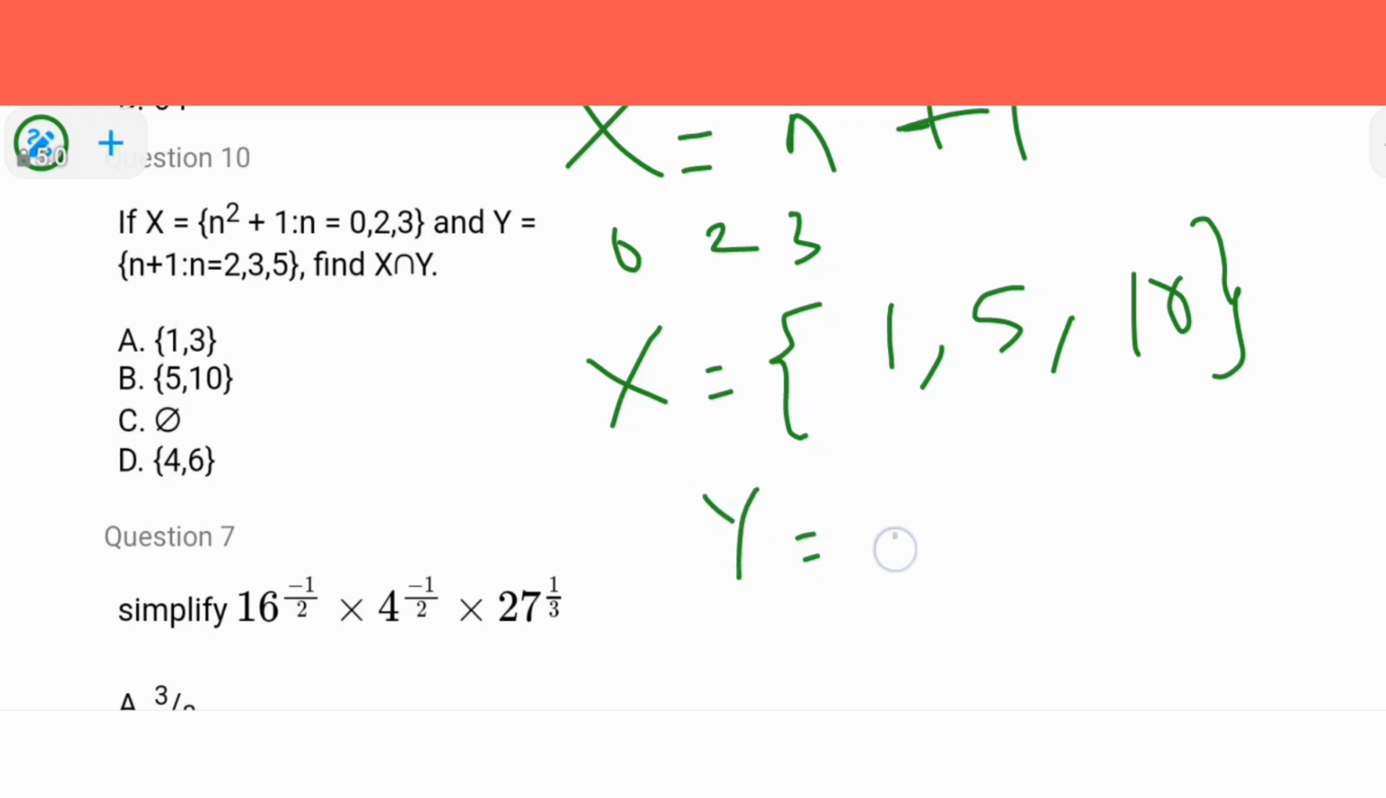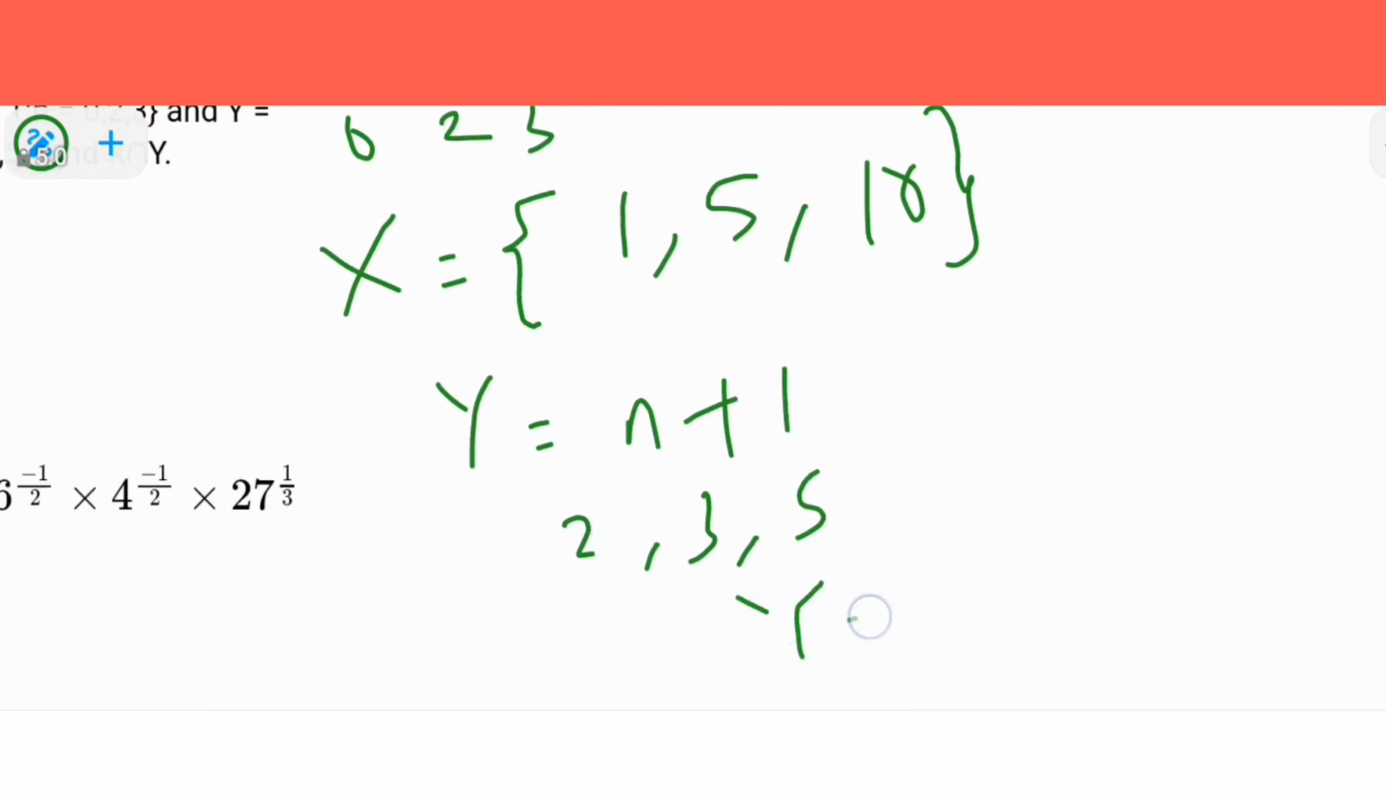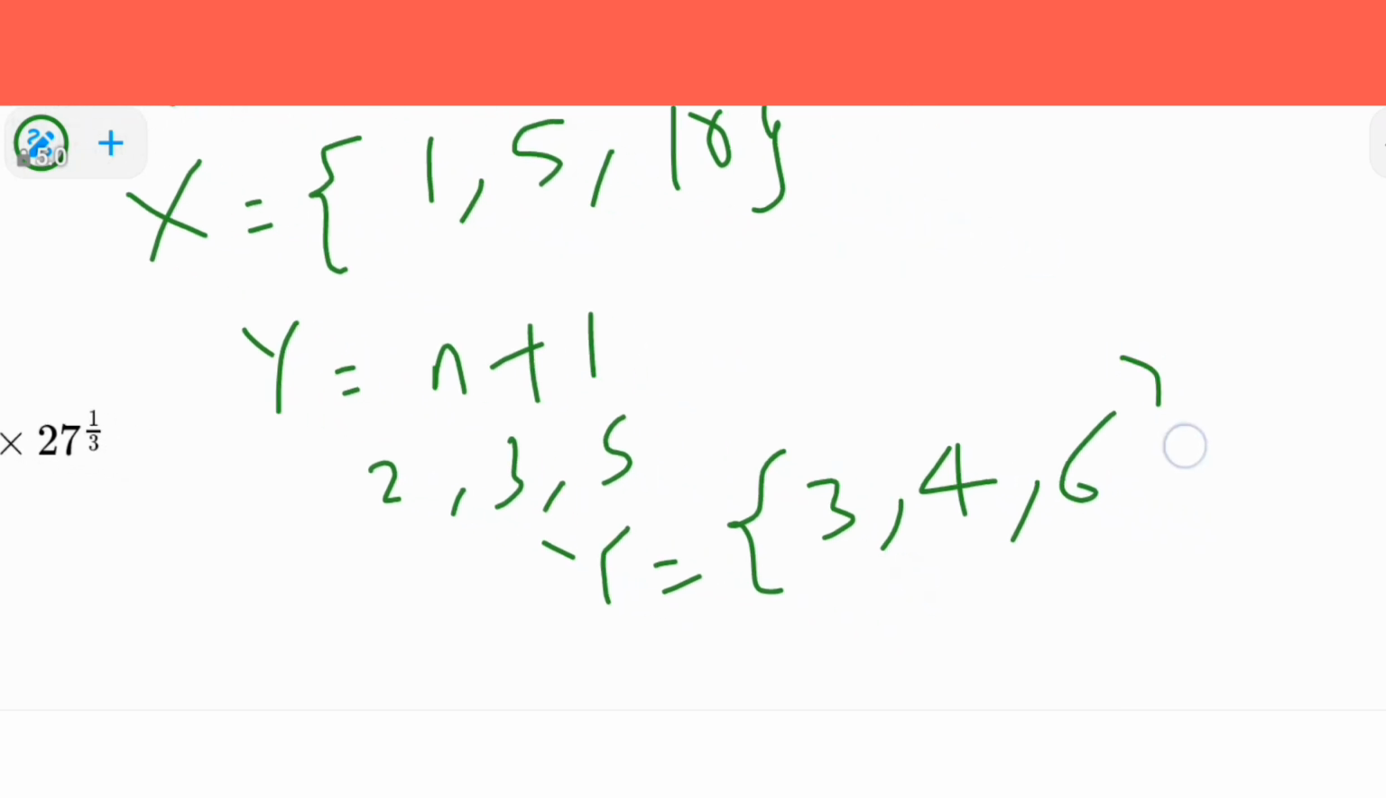Set y is n plus 1. But the values are just 2, 3, and 5. So that means the elements of set y will be: 2 plus 1, that will give you 3, comma. Then put 3, 3 plus 1, that will give you 4, comma. Then put 5, 5 plus 1, that will give you 6. So the elements of y are 3, 4, 6.